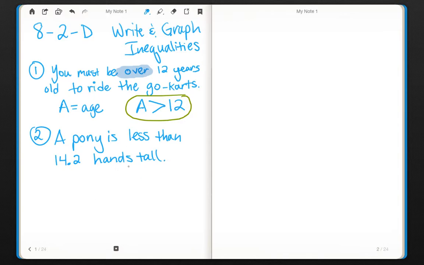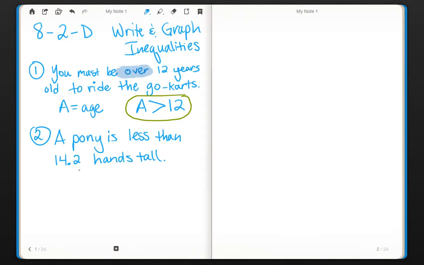Now, this hands tall, if you ride horses, I'm sure you know what that means, but if you don't, that's how horses are measured, by the length of a hand. And someone in class might be able to tell you guys where on the horse or the pony that you measure from, but that's how they're measured. It's length that we use when measuring horses, and in this case a pony.